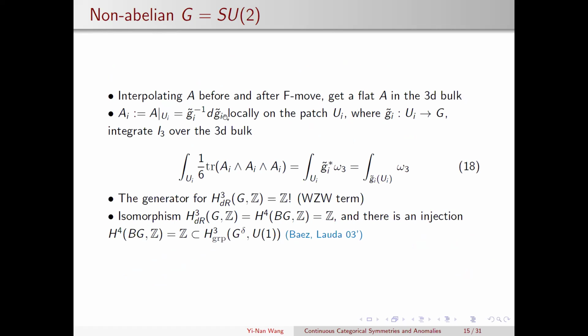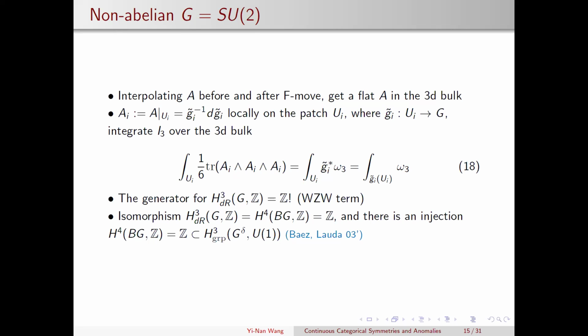Because it's flat, locally we can write it as some G tilde inverse times dG tilde on each patch, where G tilde is a map from the 3D space-time to your group G. And after we integrate this I3, this cubic term in the 3D bulk, that can be pulled back to an integration on the Lie group G. And this one is exactly a generator for the third cohomology of G, taking value in Z. So here the omega-3 is a left invariant 3-form defined on the simple Lie group SU2.